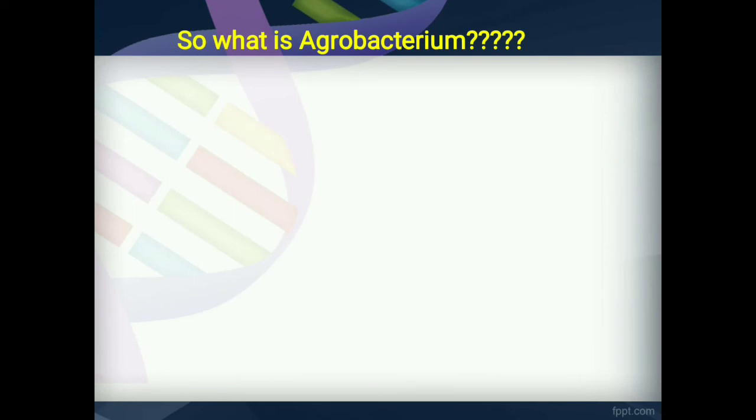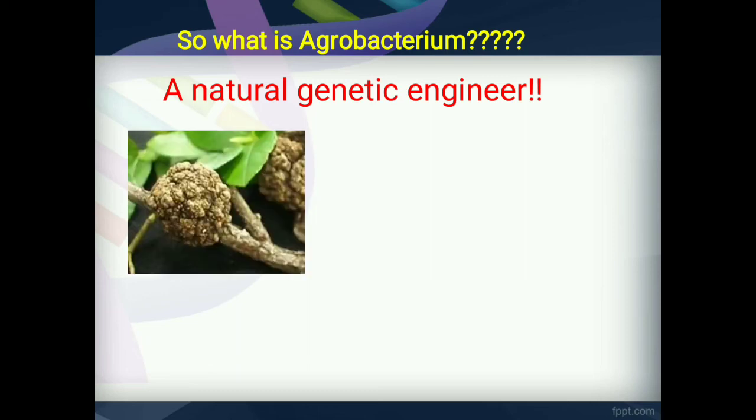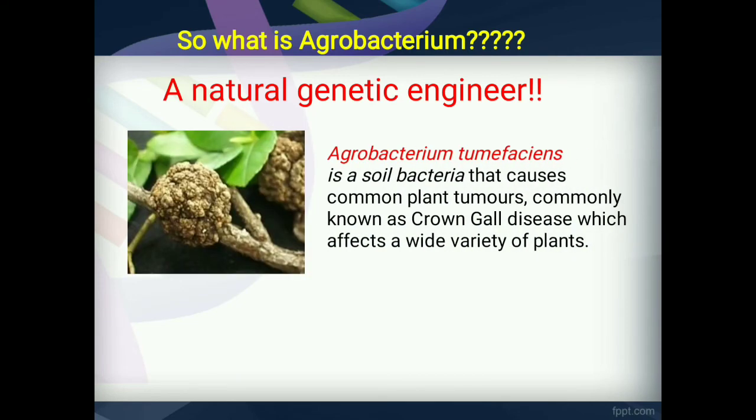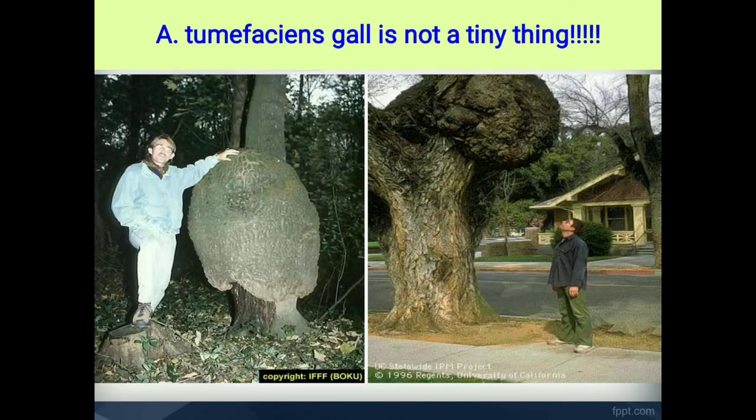So what is Agrobacterium? A natural genetic engineer, because it can manipulate the genes. Agrobacterium tumefaciens is a soil bacterium that causes plant tumors. We call it crown gall disease. The genome has been sequenced completely and consists of a circular chromosome, a linear chromosome and 2 plasmids. So this is how an Agrobacterium tumefaciens gall looks. It is not a small thing, right?